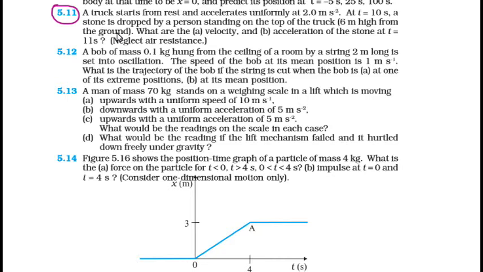At t is equal to 10 seconds, a stone is dropped by a person standing on the top of the truck, 6 meters high from the ground. What are the A. velocity and B. acceleration of the stone at time t is equal to 11 seconds? Neglect air resistance.